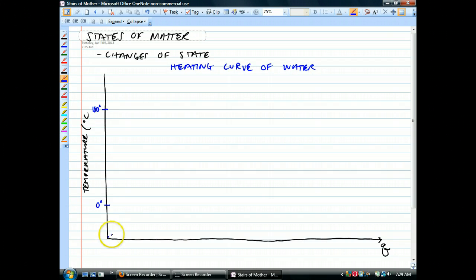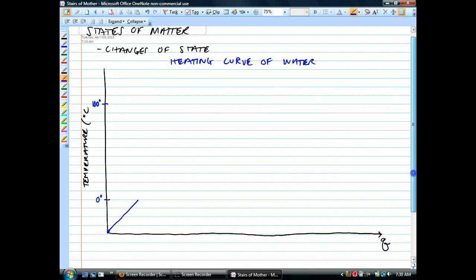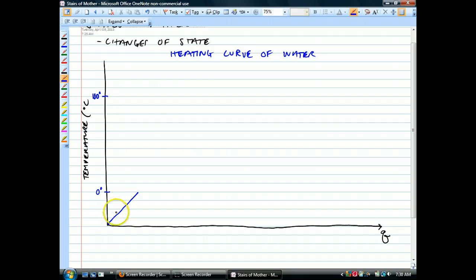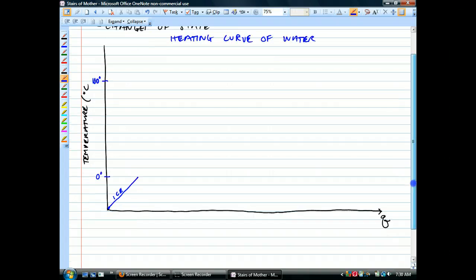We're going to start with some really cold ice. Okay? So it's going to be down here. Notice the temperature's below 0 down in the origin here. As I add heat, here's what happens to the temperature. The temperature rises linearly. This is ice, solid water. The temperature rises in a linear fashion as I add heat.